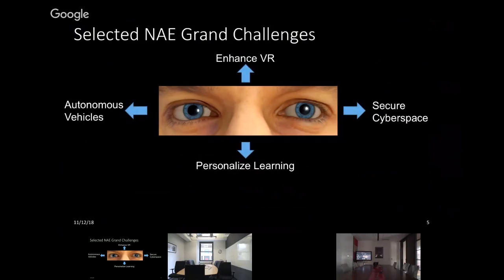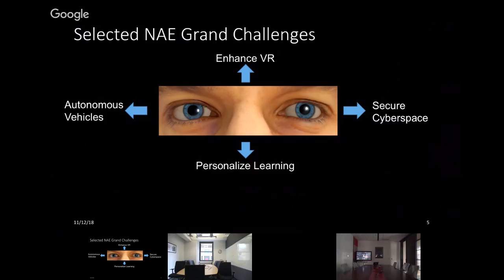I'll show you here. These are 4 selected grand challenges from the National Academy of Engineering, all of which are enabled by eye tracking and drawing inferences from people's eyes. Enhancing VR, securing cyberspace, personalizing learning, and autonomous vehicles. I have interest in all of these and more.